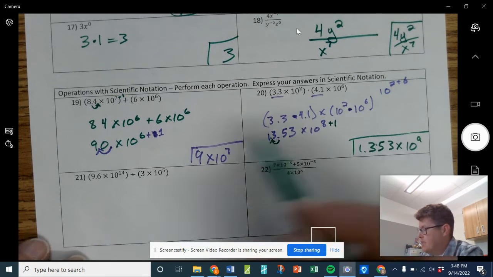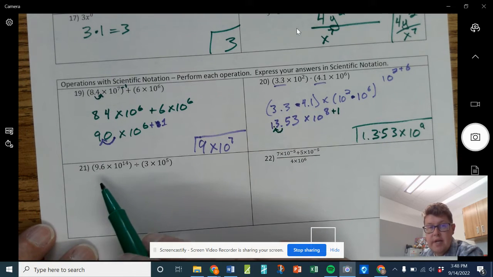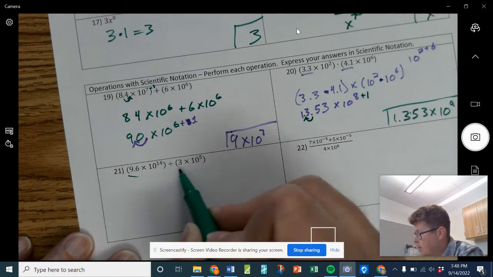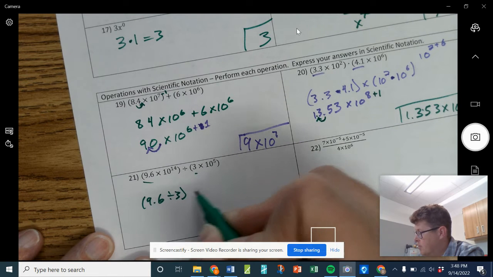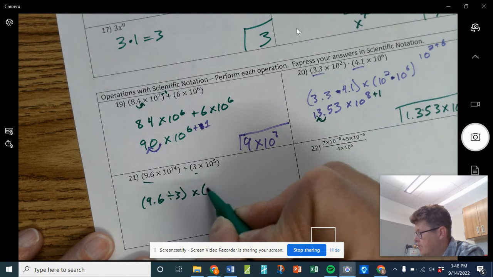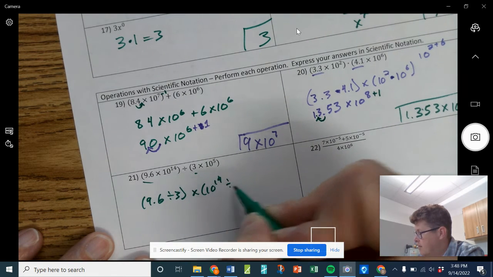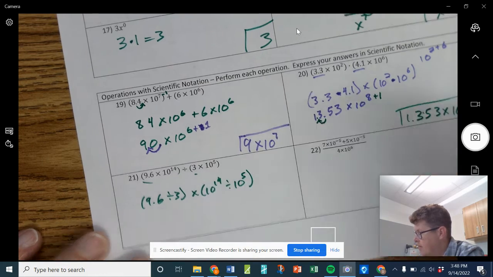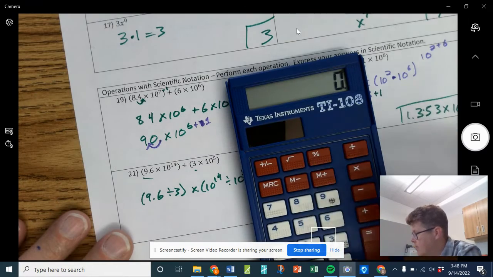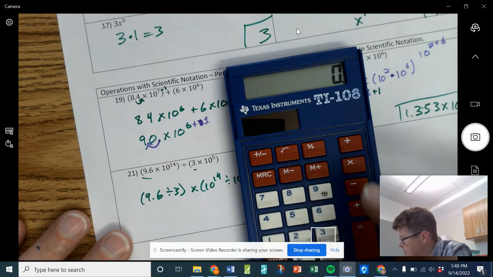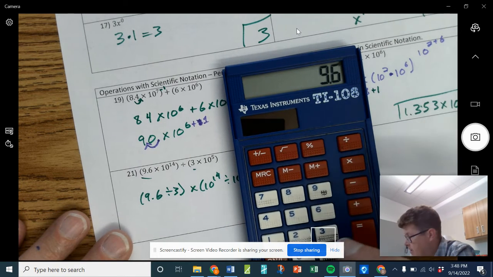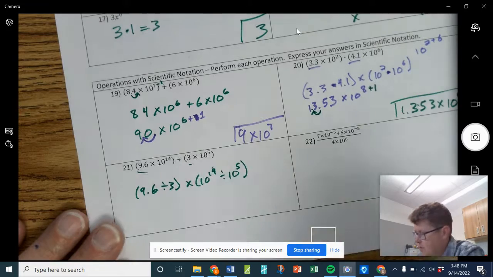Okay. Very similar situation right here. We take this 9.6 and divide by 3, and then we multiply by 10 to the 14th divided by 10 to the 5th. So 9.6 divided by 3 gives us, did I get that right? Let's see, 9.6 divided by 3, 3.2, that's right.